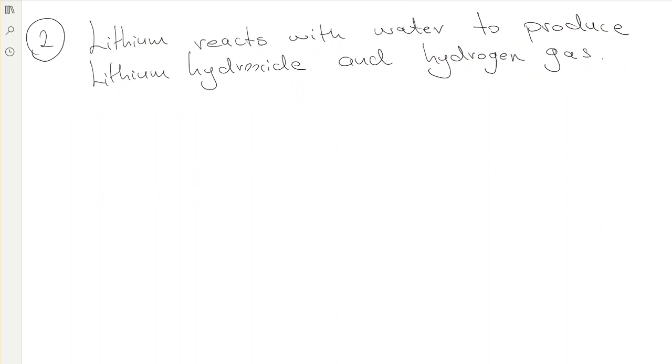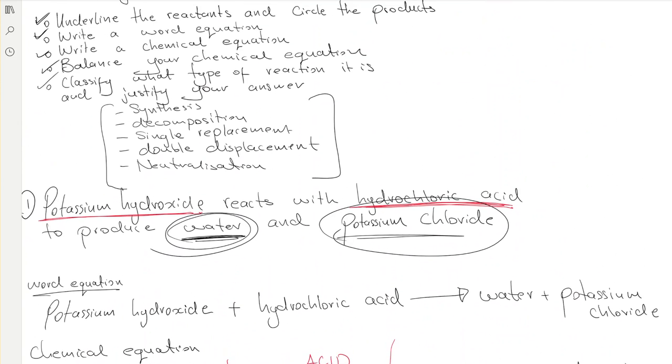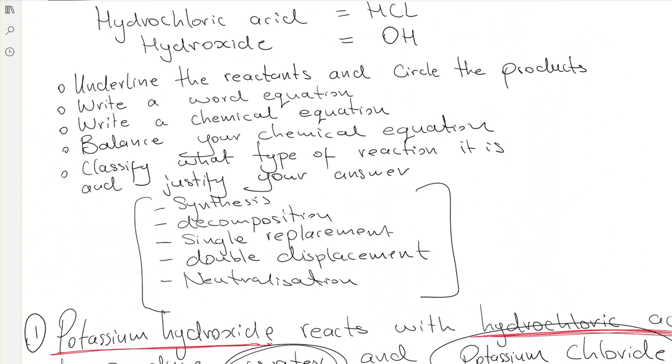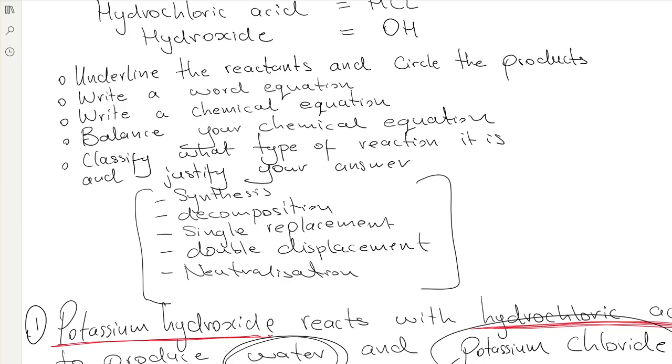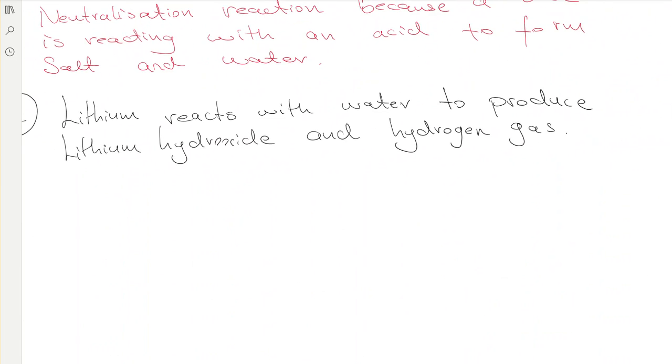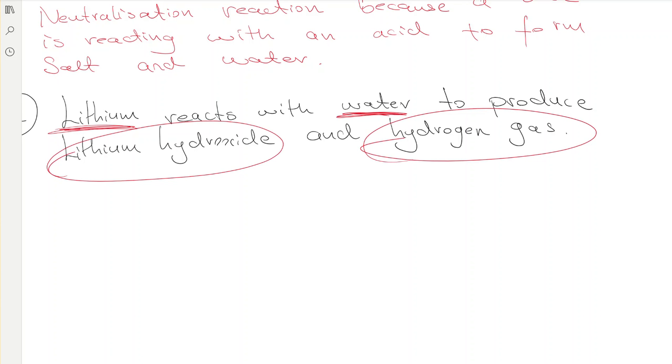This is the question, similar to the question before. I need to answer these questions. So I need to underline the reactants and circle the products. Step 1, that's what I'm doing now. So I'll come here, I'll underline the reactants. So lithium reacts with water to produce the products which are lithium hydroxide and hydrogen gas. Easy marks. Can you all do that?